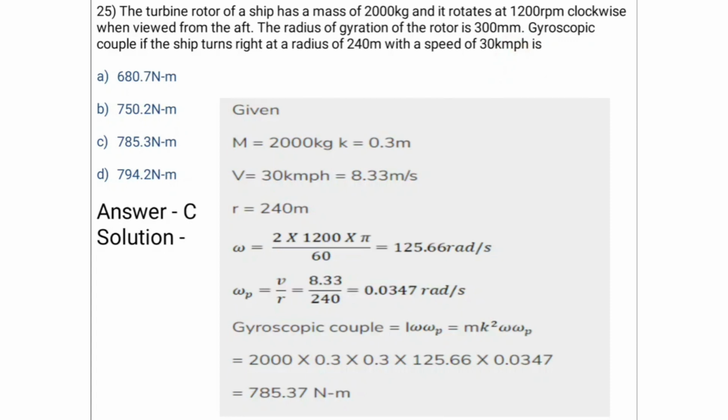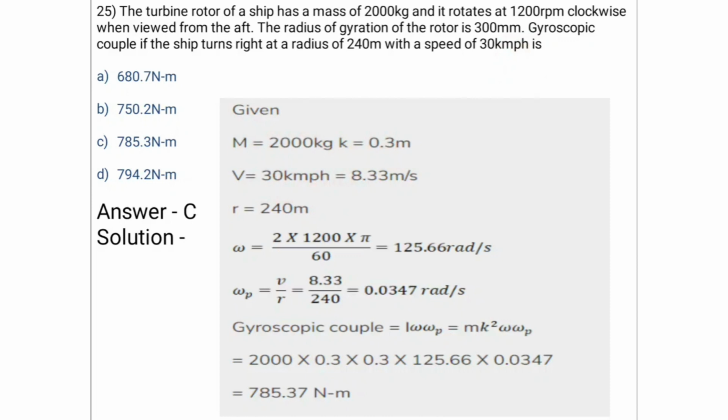So what is the given data? We will discuss over here. Mass is given 2000 kg, radius of gyration 0.3 meter, velocity is given in kilometer per hour, that is nothing but 30 km per hour. You have to convert it into meter per second. So 30 into 1000 divided by 3600, you will get 8.33 meter per second. That is the required velocity. Radius is given as 240 meter.